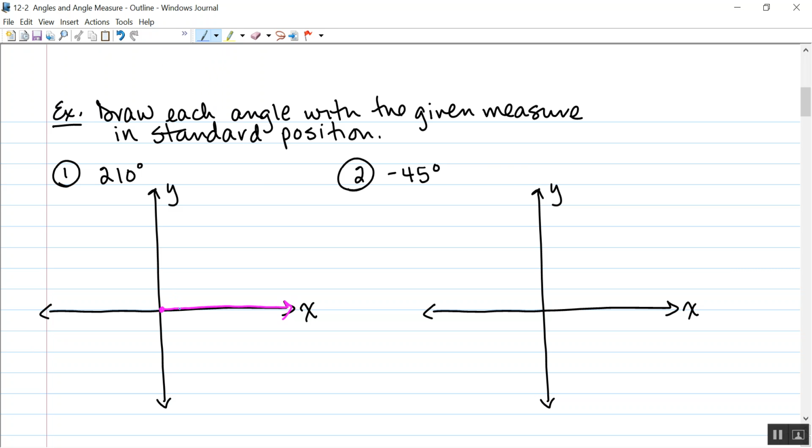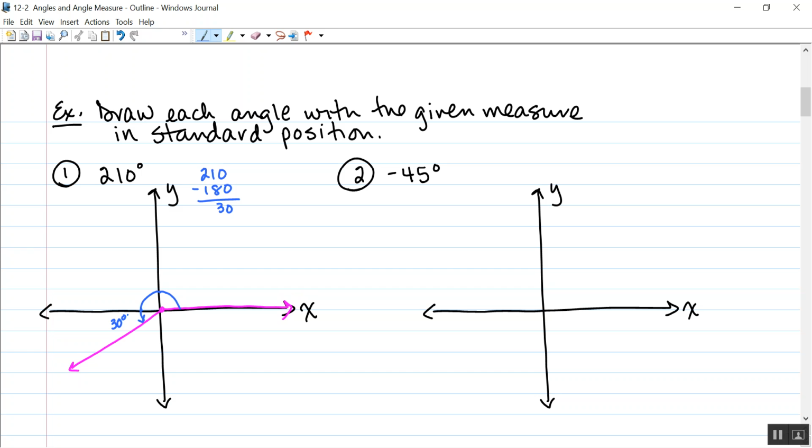Okay, so up to here would be 90 degrees. Up to here would be another 90 degrees, 180 degrees. But I don't need another 90 degrees because that would put me at 270. So I'm going to do 210 minus 180, which gives me 30 degrees. So that means I need to go about a third of the way through here. So let me go ahead and draw the rest of this. And I'm going to indicate that this right here is a 30 degree angle.